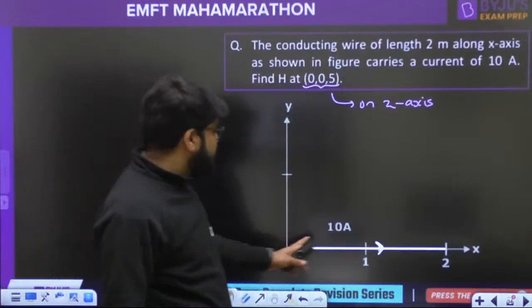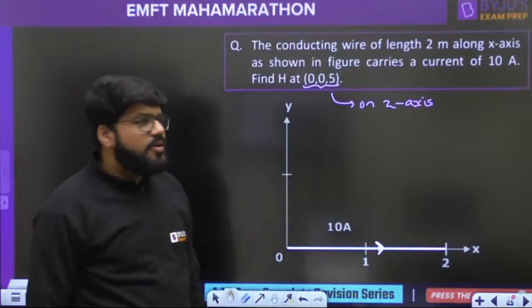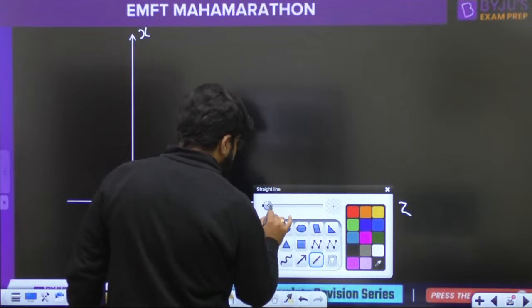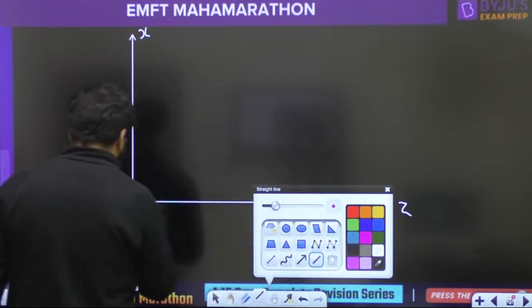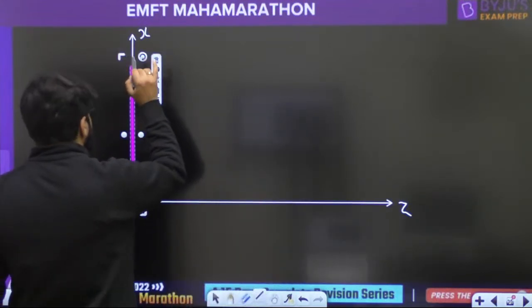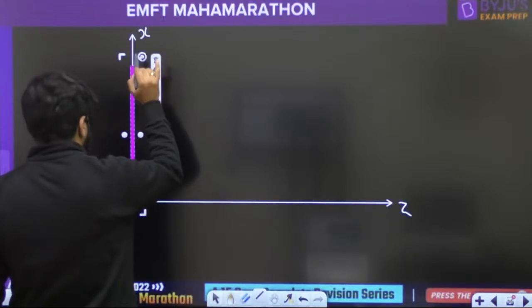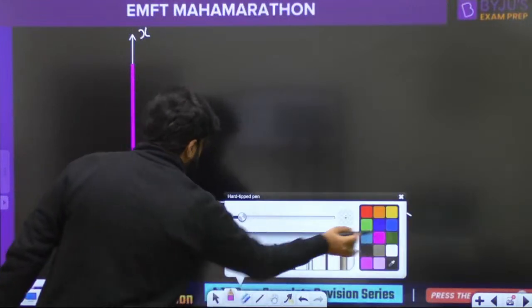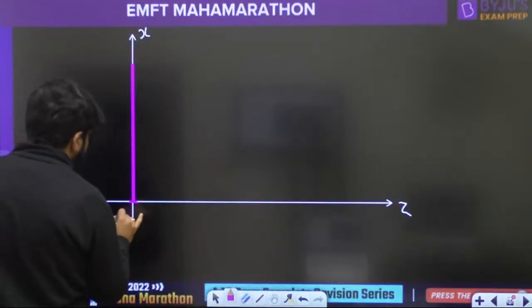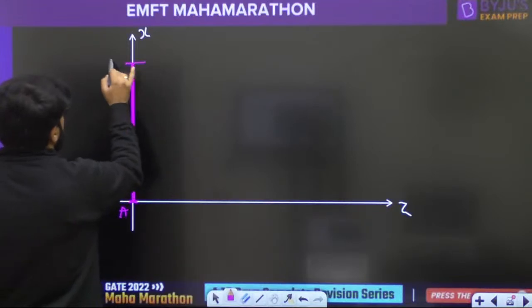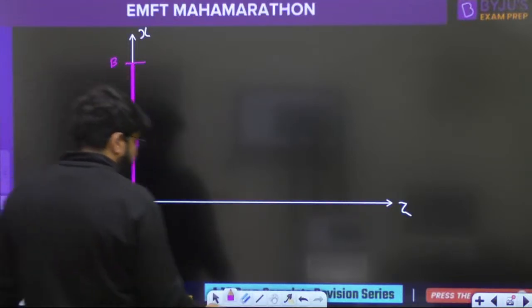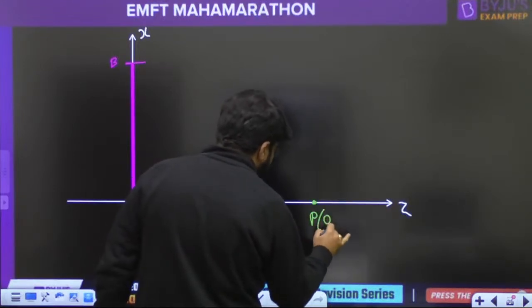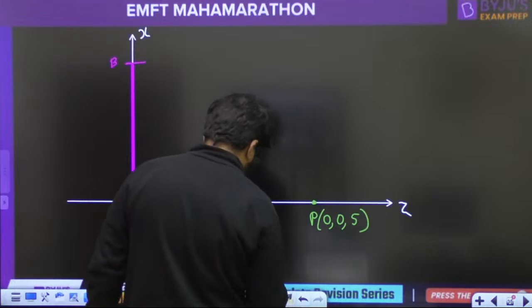This is Z and this is known as the x-axis. On the x-axis there is a wire of length 2 meters. Okay, this is an important type of question. Everybody must be able to understand this. ध्यान देना. There is a wire of length 2 meters. This is the starting end of the wire, that is A. This is the ending end of the wire, that is B. Okay, my point of observation is somewhere on the z-axis, suppose P, which is 0, 0, 5.